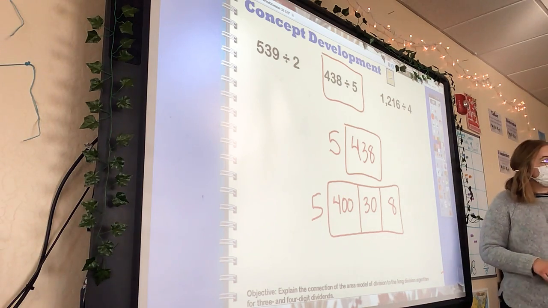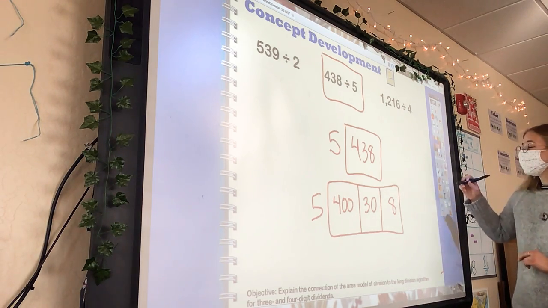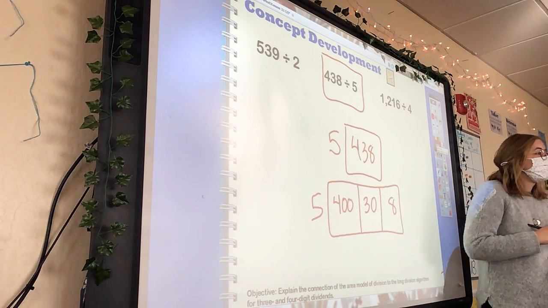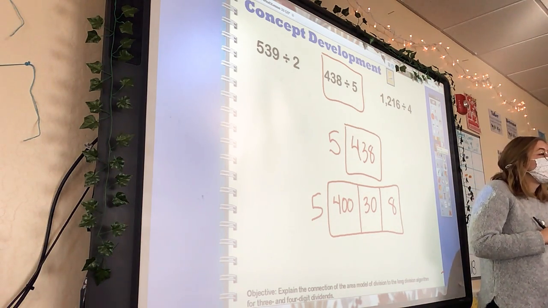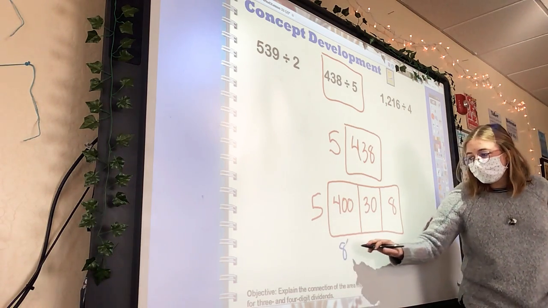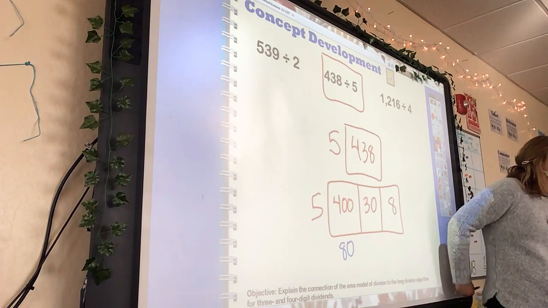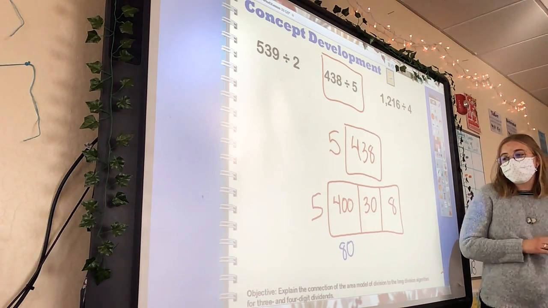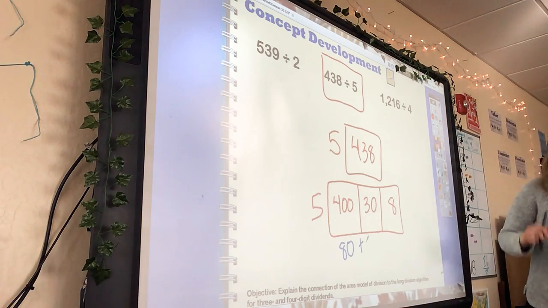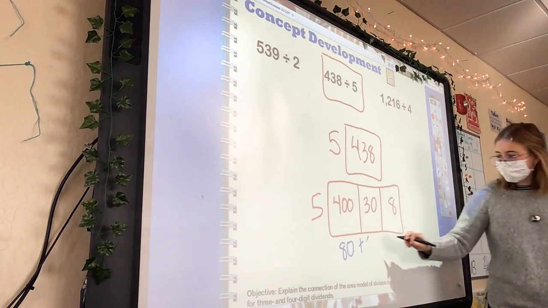Okay, Lily, what was 400 divided by 5? 5 goes into 40 8 times, and we have a leftover 0, so we just add a 0. Good, yes. So 400 divided by 5 is 80. Okay. Daphne, what's 30 divided by 5? 6. Good.